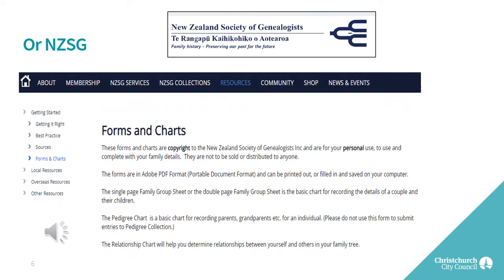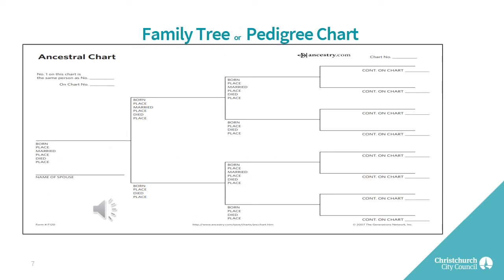There are other good places to access charts, such as the New Zealand Society of Genealogists website. We show here how to find forms and charts on their website and what the charts they offer can be used for. And now let's get started.